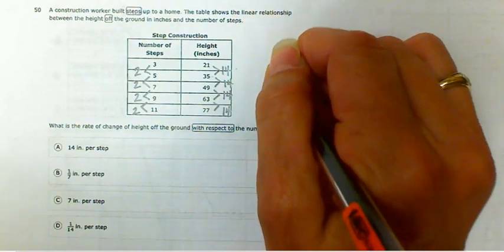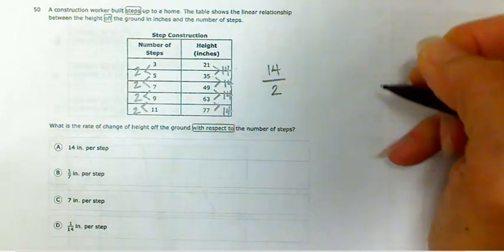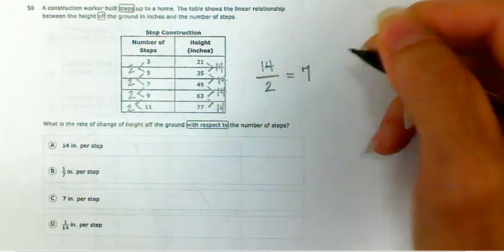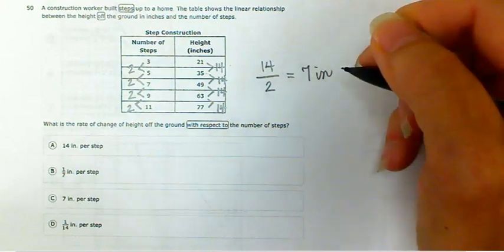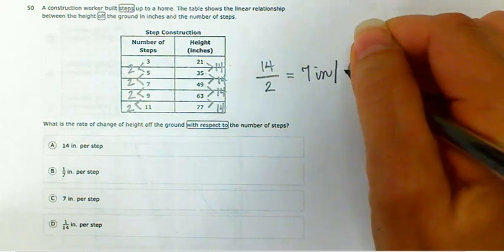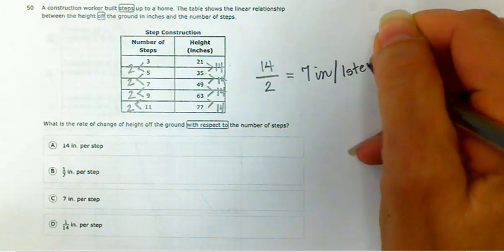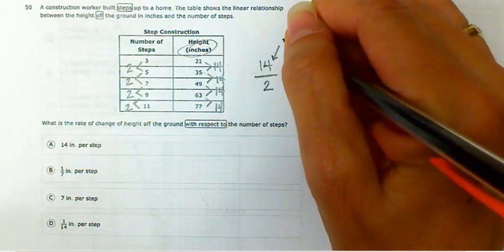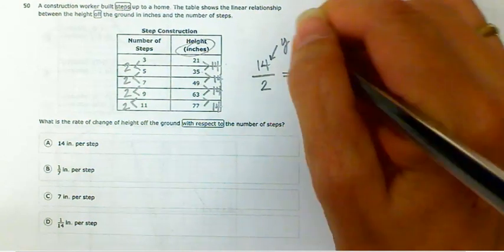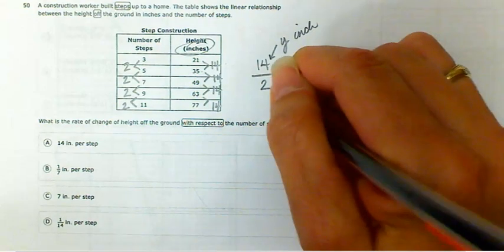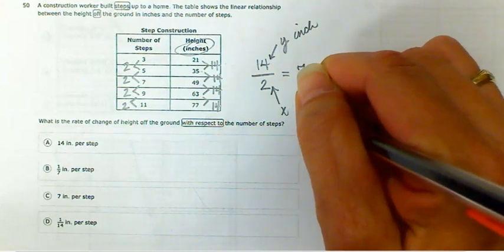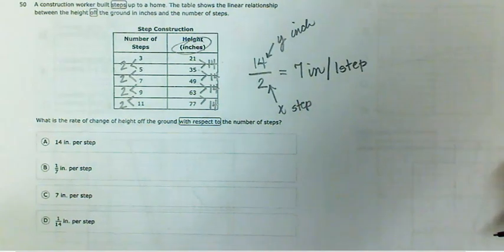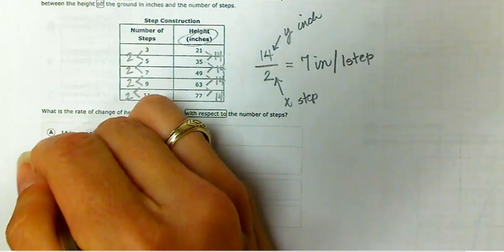So it's a difference of 14 over a difference of 2, basically y over x, and you're going to get 7 inches for one step, okay? Because inches was at the top, y values. Number of steps was at the bottom for the x values. So 7 inches for each step.